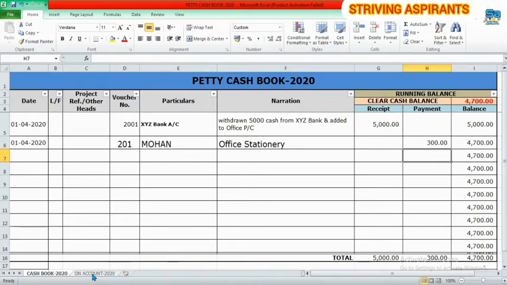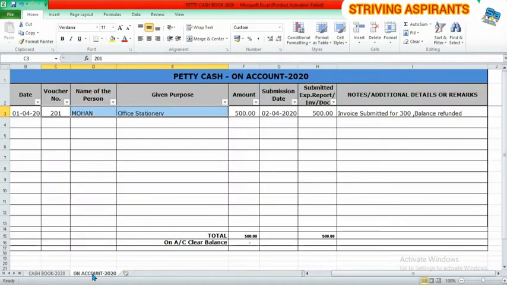The On Account book is only to know how much cash is taken and how much is pending to submit to the finance office.